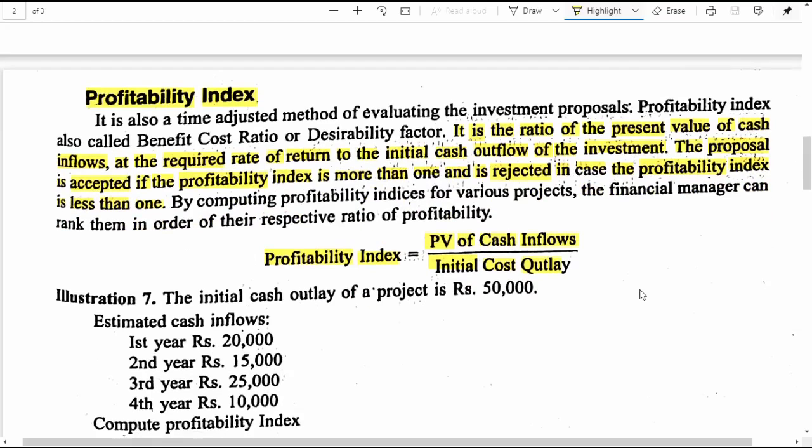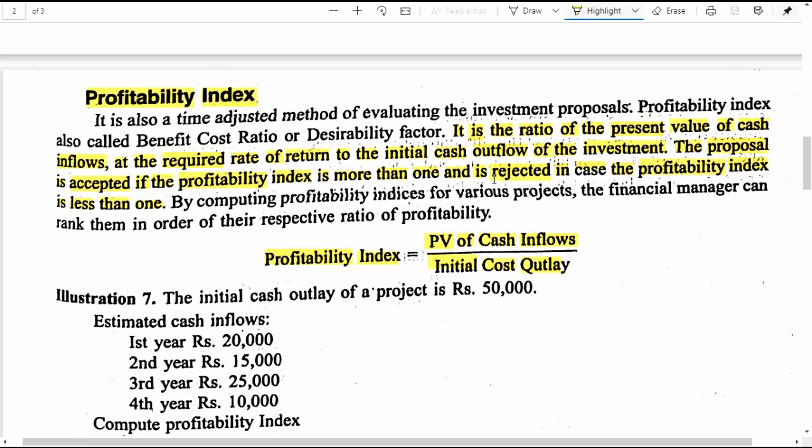Profitability Index. It is the ratio of the present value of cash inflows at the required rate of return to the initial cash outflow of the investment. So this ratio represents a relationship between total present value of cash inflows of a given project with the cash outflow of the same project. And that is the meaning of profitability index.